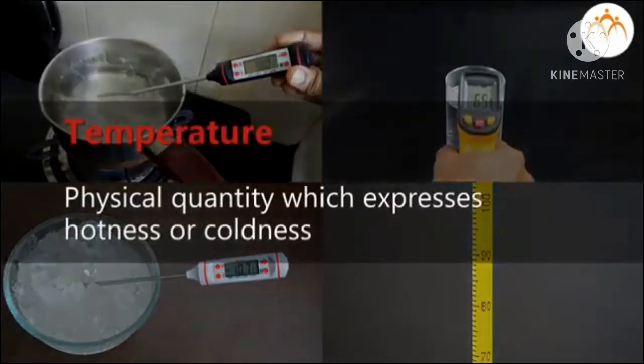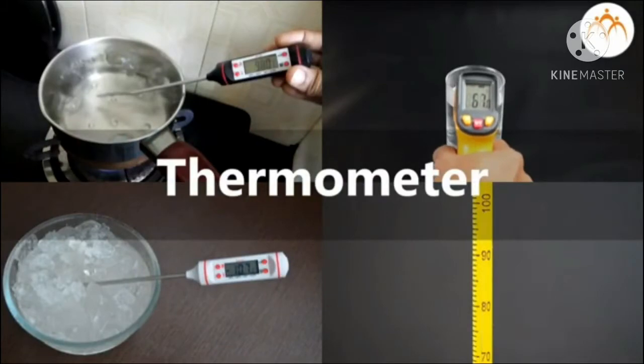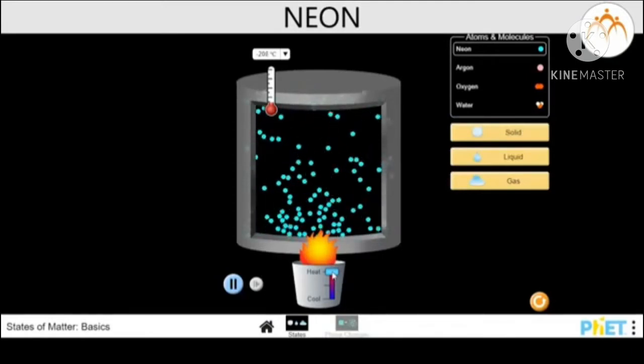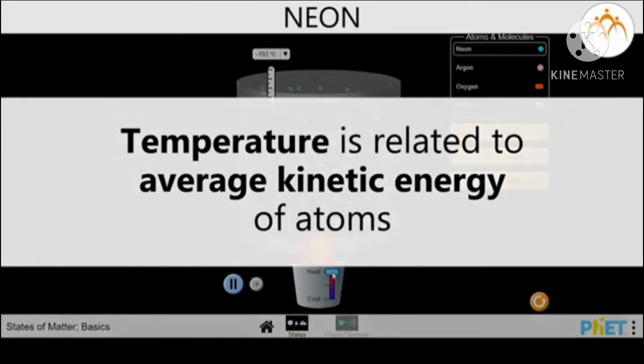Summary. Temperature is the physical quantity which expresses hotness or coldness. It is measured with a thermometer. The total kinetic energy of the atoms in a substance is the measure of heat contained in that substance. Temperature of the substance is related to the average kinetic energy of atoms.